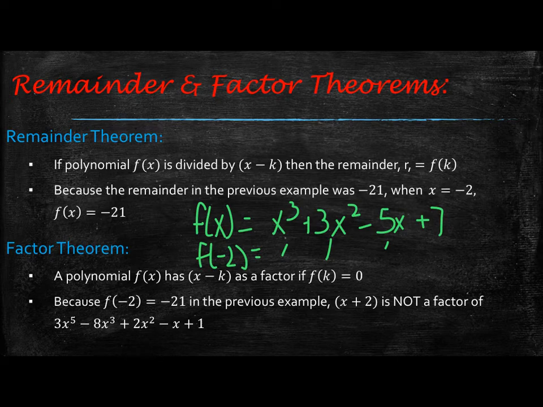The factor theorem. What the factor theorem states is that a polynomial f of x has x minus k as a factor if f of k is equal to 0. So because f of negative 2 is equal to negative 21 in the previous example, x plus 2 is not a factor of that polynomial. So this will help you find factors a little bit faster. If you have a remainder that's not 0, then it is not a factor. If you do have a remainder of 0, then you know that the initial divisor is a factor. So it can kind of help you with that going forward.